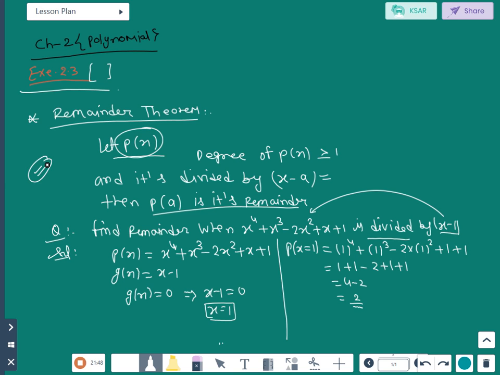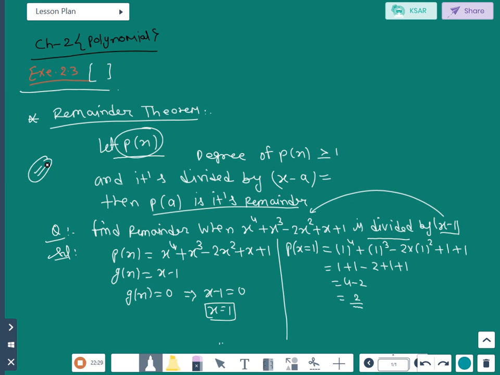So if dividend is given to you, divisor is given to you, and in question given that is divided by that one, then how we will find out the remainder using remainder theorem? First of all, we will put the divisor equals to 0. Divisor को 0 के इक्वल पुट करोगे, then after we will find out the x value. After finding out the x value, what we will do? That x value we will substitute in given dividend. Then your remainder will come. Understand students?